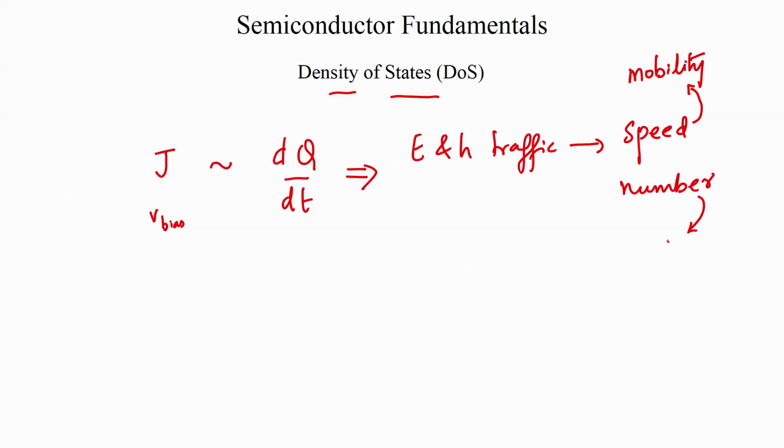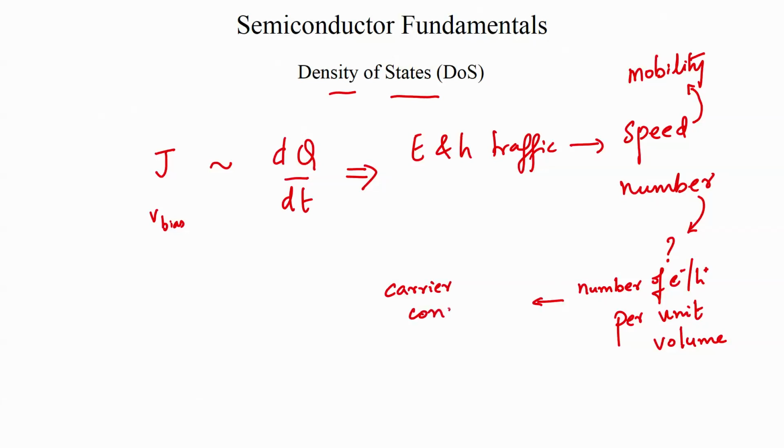In particular, we would like to calculate the number of electrons or holes per unit volume of the semiconductor, and this is called the carrier concentration. So, when we say carrier concentration, we imply the number of free electrons and holes per unit volume.